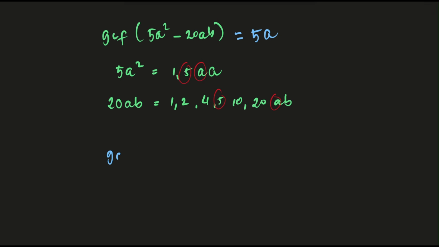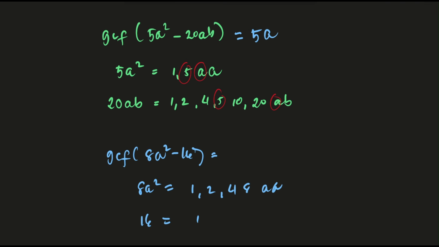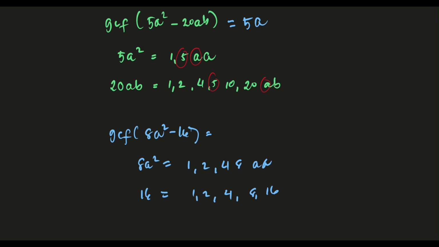Okay? Next example, find the GCF, or the greatest common factor, of 8a squared minus 16. Now, in the same process, 8a squared, factors of 8, we have 1 times 8, 2, and 4. And factors of a squared is just a times a. How about factors of 16? We have 1 times 16, 2 times 8, and 4 times 4. The largest common factor between 8a squared and 16 is 8. Therefore, the GCF of that polynomial is 8.